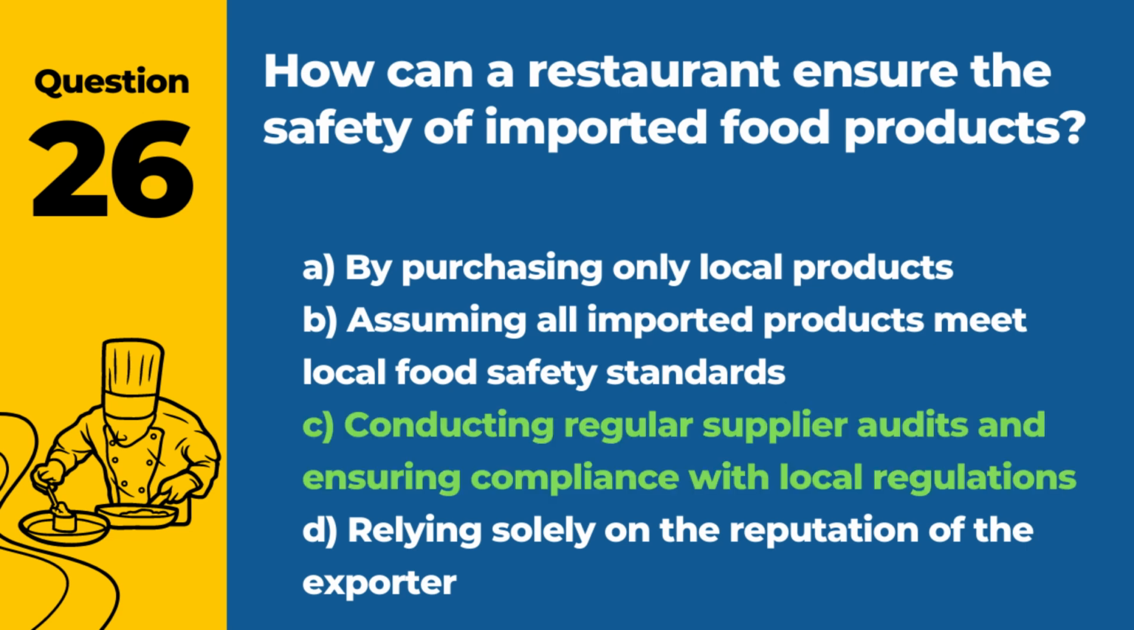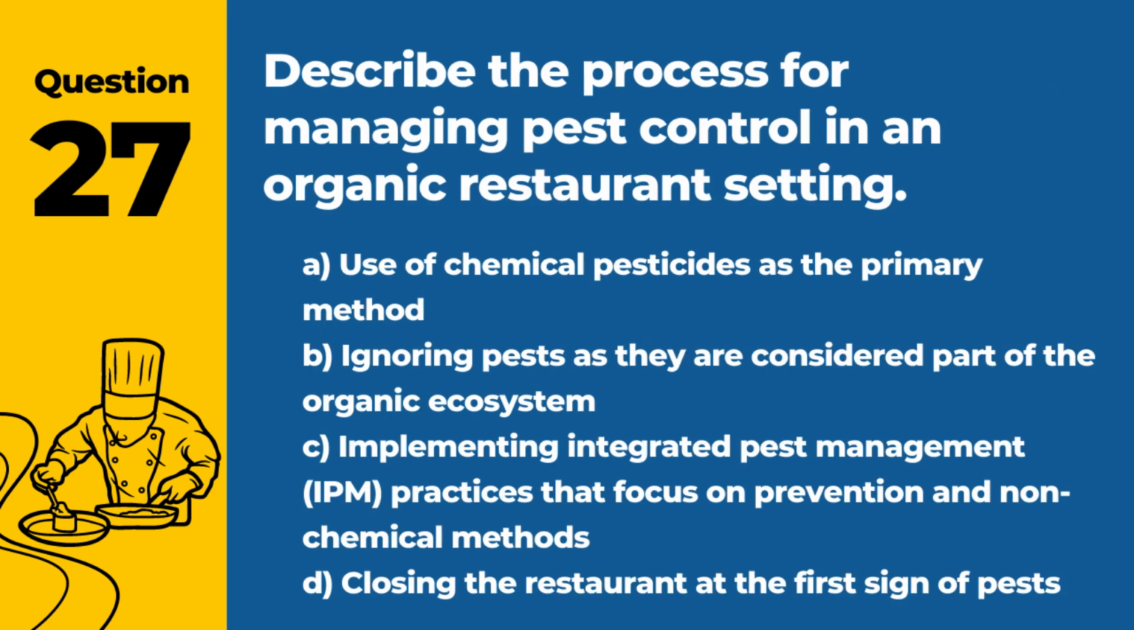Answer: C. Conducting regular supplier audits and ensuring compliance with local regulations. Verifying that imported products meet stringent safety standards is crucial for ensuring food safety. Question 27. Describe the process for managing pest control in an organic restaurant setting.